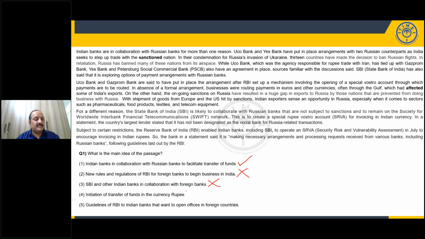Initiation of transfer of funds in the currency rupee, that's totally general. And guidelines of the RBI to Indian banks that want to open offices in foreign countries, no. This is more of fund transfer and doing business, and not so much so of opening offices out there. So my answer has to be option number 1.